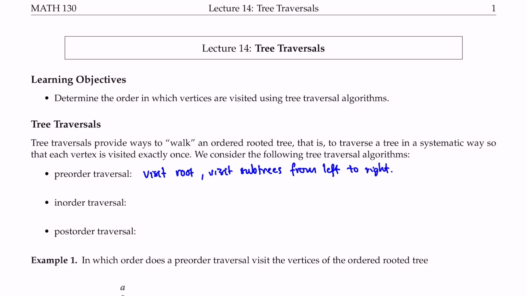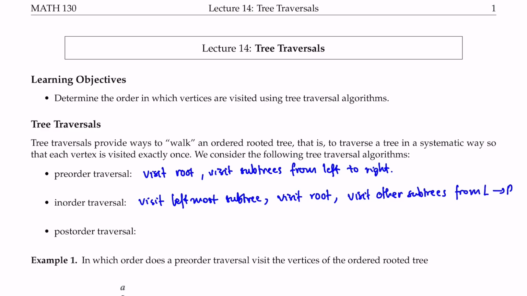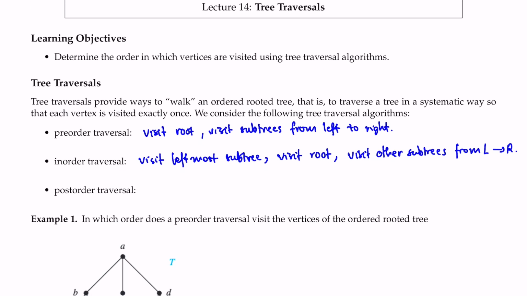Now for the in-order traversal, the algorithm is that you visit the leftmost subtree, and then visit root, and then visit all the subtrees from left to right. So first you're going to visit the leftmost subtree, then you visit root, then you visit all the subtrees from left to right. And for the post-order traversal, you visit subtrees from left to right, then you visit root.